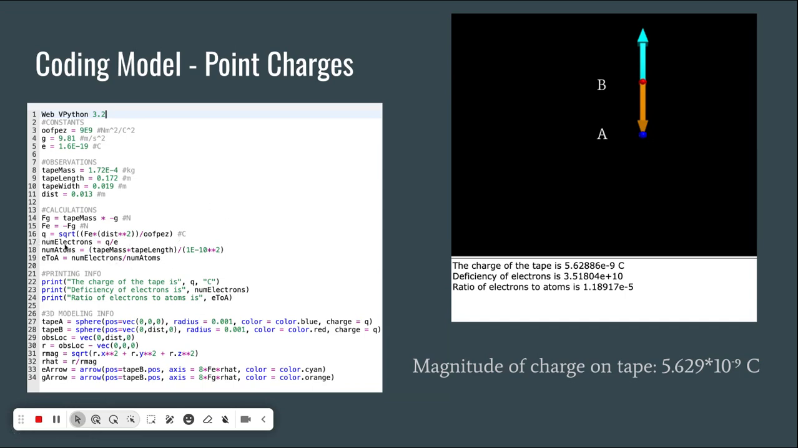Once we have the charge, we can find the number of electrons, the number of atoms, and the ratio. And we can determine that the charge is 5.629 times 10 to the negative 9th coulombs. It's electron deficient, and the ratio of atoms to electrons can be displayed here.